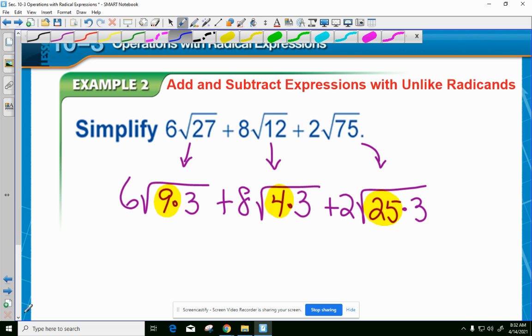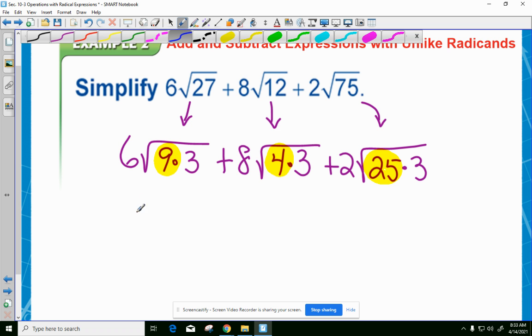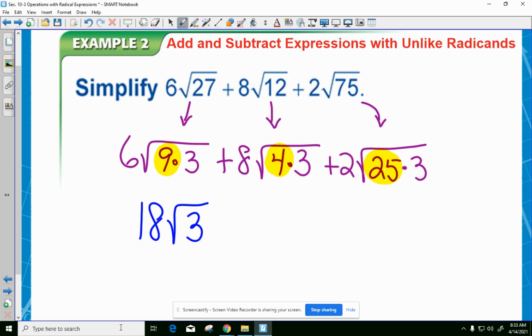The natural reaction feels like to do what? To add them together, right? But let me ask you this. When you have a number sitting next to something else, what operation is being implied? Multiplication. So when I pull it out to join it, I'm going to multiply it. So when I take the square root of this 9 here and I join it with the 6, I'm really doing 6 times 3, which is 18. So my first expression is going to say 18 radical 3.